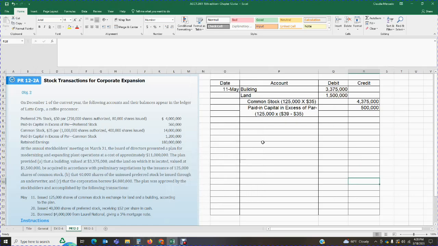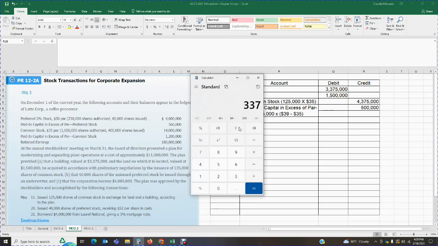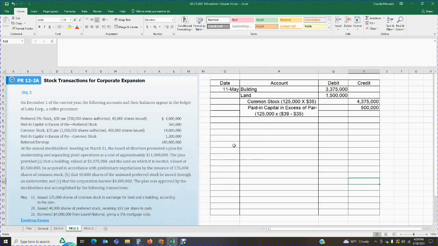If we look here, the debits need to equal the credits. Let's make sure that they do. We've got $4,875,000 on the debit side and $4,875,000 on the credit side. So that is a transaction dated May the 11th.